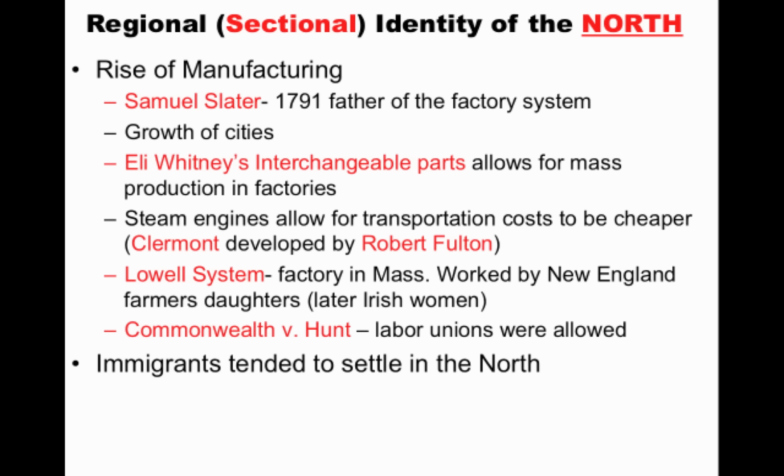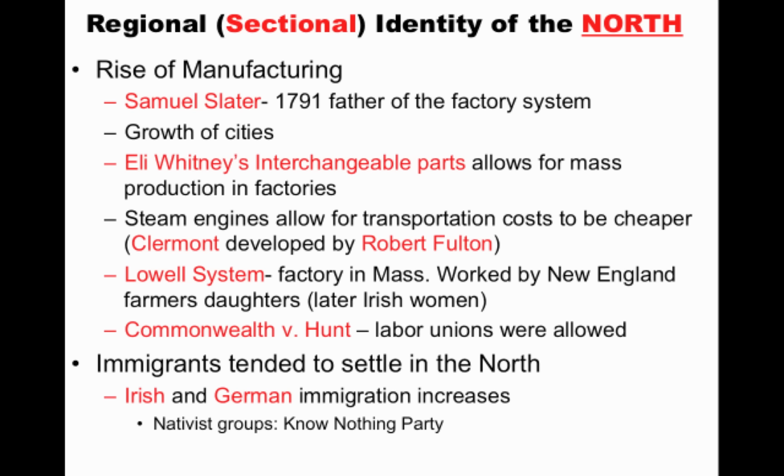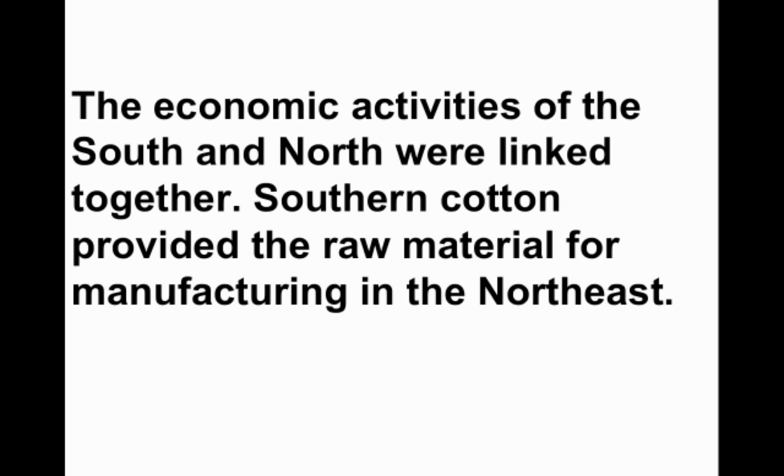And as a result of these opportunities in the factory system, immigrants are coming into the U.S., the Irish, the Germans, the English, and every other group that was coming, and they tended to settle in the North or in the Midwest farm regions. And of course with that you see the rise of nativist groups, such as the Know Nothing Party, who is anti-immigrant, especially anti-Irish. Keep in mind, although these two regions are developing unique characteristics, the economic activities of the South and North were linked together. Southern cotton provided the raw material for manufacturing in the Northeast.